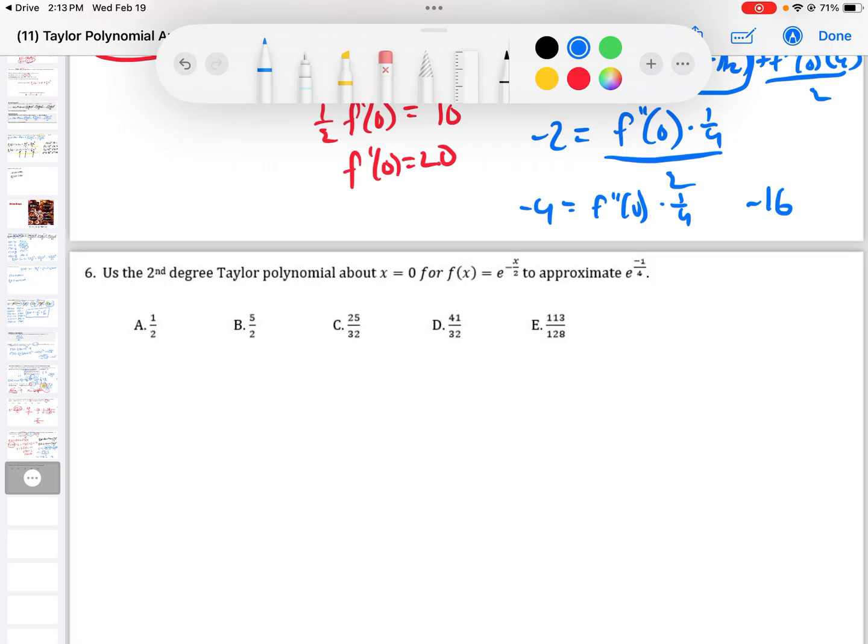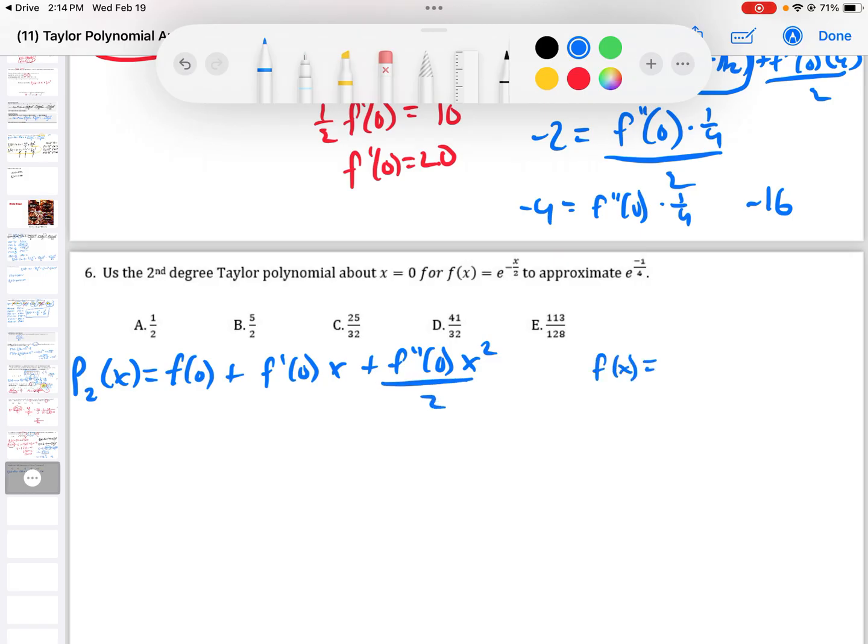All right, last one. It says, use the second degree Taylor polynomial around x equals 0 for this function e to the power of negative x over 2 to approximate e to the negative 1/4. All right, so a couple things here. Let's just build out the second degree Taylor polynomial around 0. So it's a Maclaurin polynomial. So f of 0 plus f prime of 0 x plus second derivative at 0 x squared over 2.